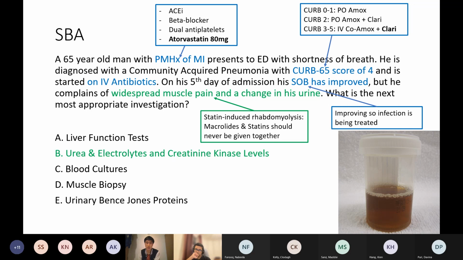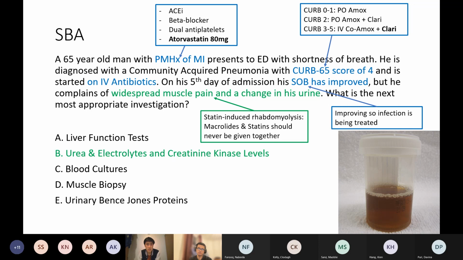So in this case, you want to do urine electrolytes to check the kidney function, and then creatine kinase levels to confirm rhabdomyolysis. Blood cultures would be useful clinically if he develops another fever, other things like that. But because there are clinical signs that his infection's improving, and because of these interactions that are well known, I'd be more inclined to do B. This is an interaction that gets tested a lot, so do keep an eye out for it. And I have seen it being slid in as simply as giving their past medical history and not telling you what drugs they're on. So do also be wary of that.